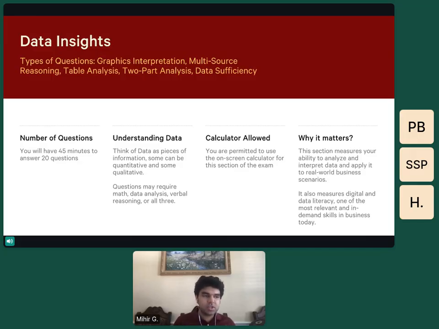The data insight section is also very important because it measures your ability to analyze and interpret data and apply it to real-world business scenarios. It also measures digital and data literacy, which is one of the most relevant and in-demand skills for business schools today.